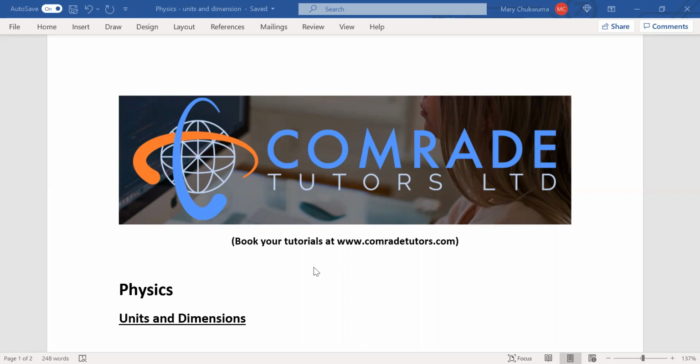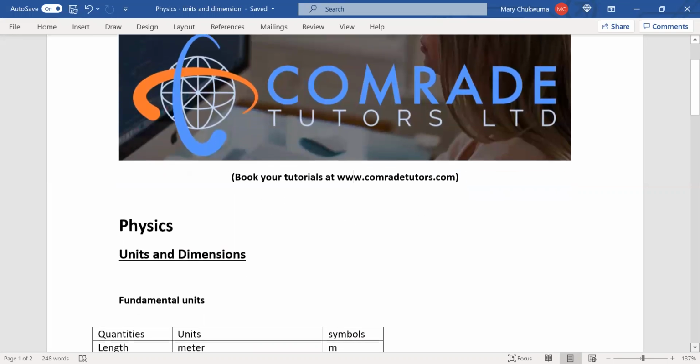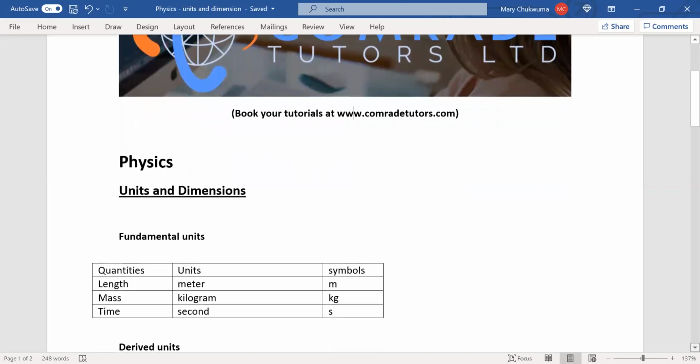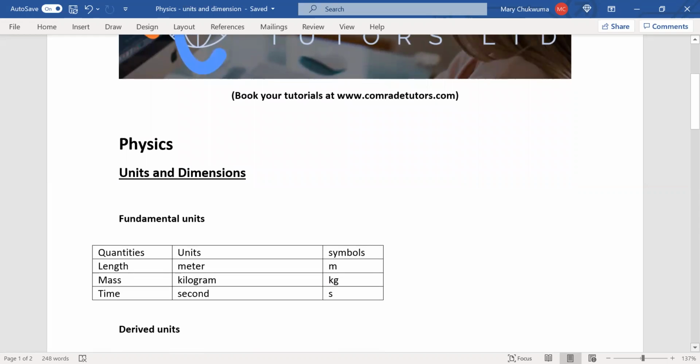This session will focus on unit and dimension. Unit and dimension are very important topics, and we need to understand them because they are very fundamental to understanding physics. So, the first thing we need to understand is the difference between fundamental and derived units.